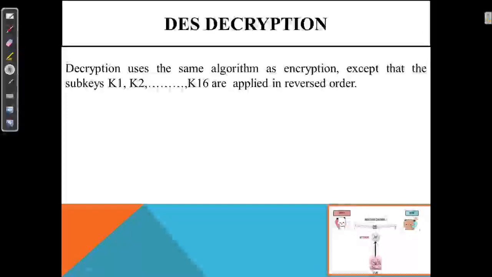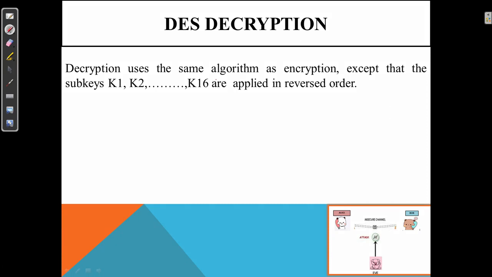Everyone. So this video is about basically the cryptanalysis of DES, Data Encryption Standard. In the previous video we have already checked how we can encrypt using a block cipher named Data Encryption Standard, and how we can decrypt also. Decryption uses the same algorithm as encryption.